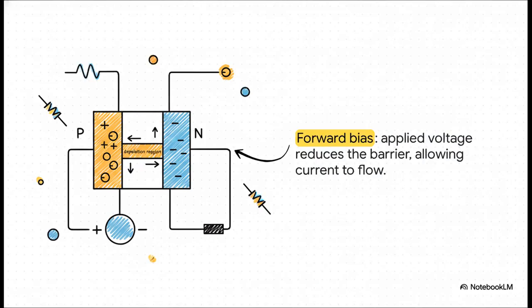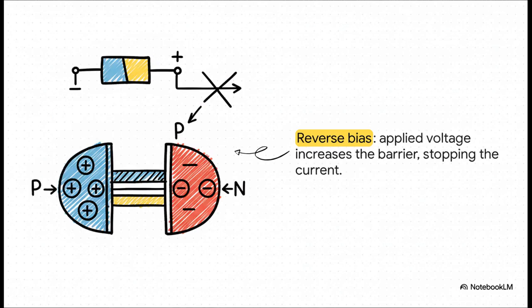But what if we connect a battery? If we connect the positive terminal to the P side and negative to the N side, this is called forward bias. We basically push everyone towards the gate. The barrier becomes small and bam! Current flows easily. The gate is open. Now, if we connect it the opposite way, what we call reverse bias, we pull everyone away from the gate. The barrier becomes huge, and the current just stops. So you see, this is the diode's main trick. It's a one-way street for current.